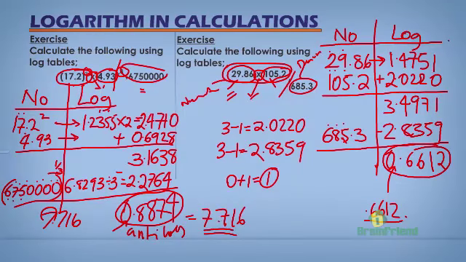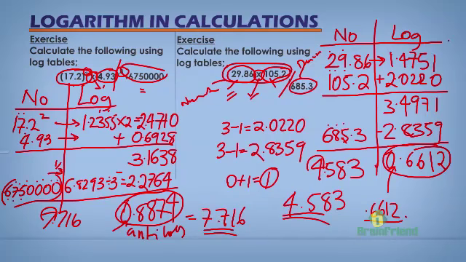So we have 4583. But remember, we said we have 1 digit before our decimal point. It means therefore that our decimal point would move 1 step. And therefore we have our answer as 4.583. And that's our final answer.